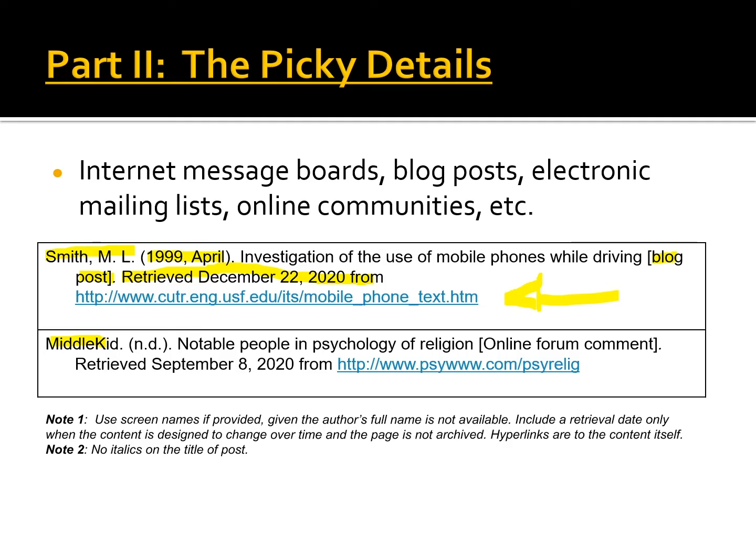Okay, so note also, hyperlinks are to the content itself, so it goes directly to the content, and that's always the case, right? Whenever you're putting in hyperlinked material, it should always be to the content itself. In our second example, we have a screen name, Middle Kid, and I've also made it fancy by indicating that there was no date provided for this post. And the post was called Notable People in Psychology of Religion. In hard brackets, I specify what kind of post it was. This was an online forum comment, and it was retrieved September 8th, 2020 from this hyperlinked content.